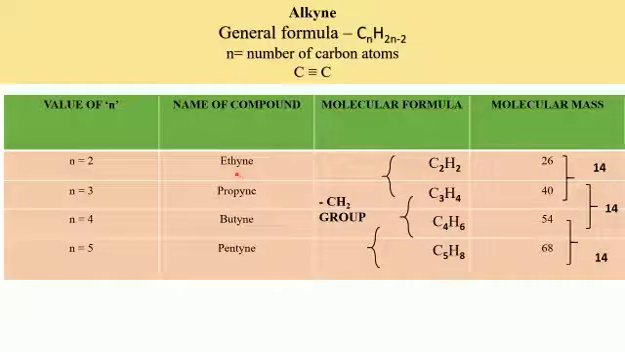The name of the first member will be ethyne. Molecular formula will be C2H2. We will use this formula and we will find out the molecular formula for ethyne, that is C2H2. Again, it contains 2 carbon atoms, so it is considered to be the derivative of the parent alkane ethane.